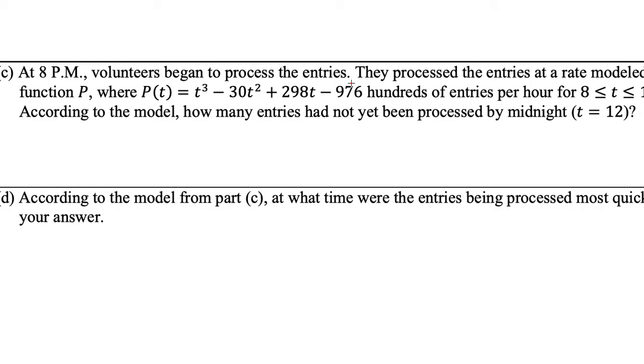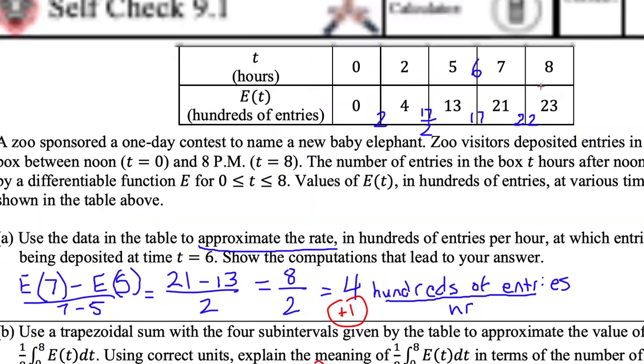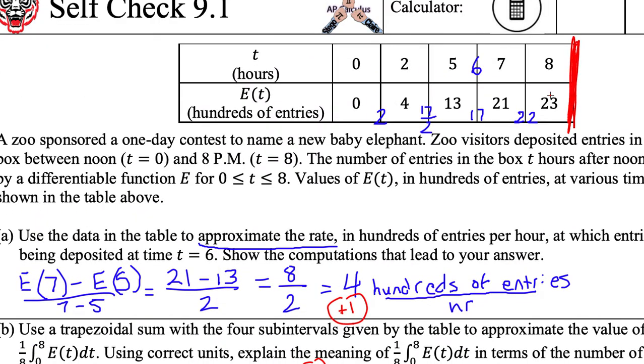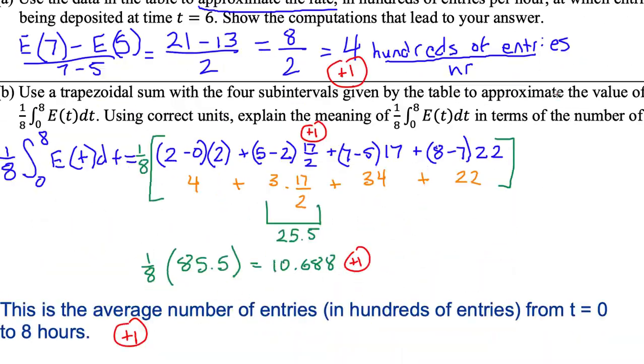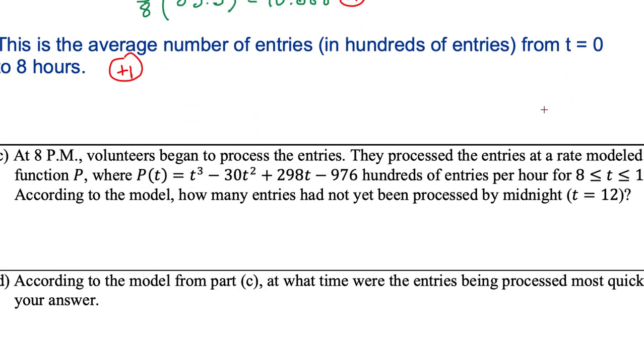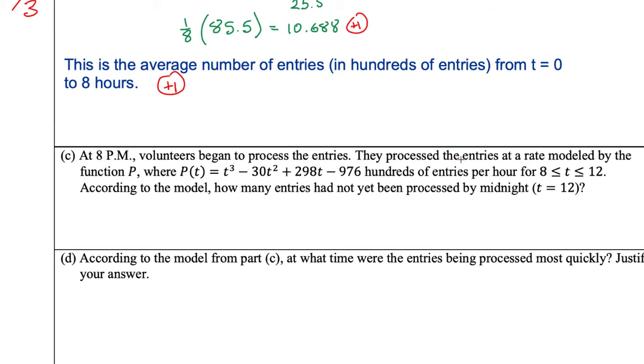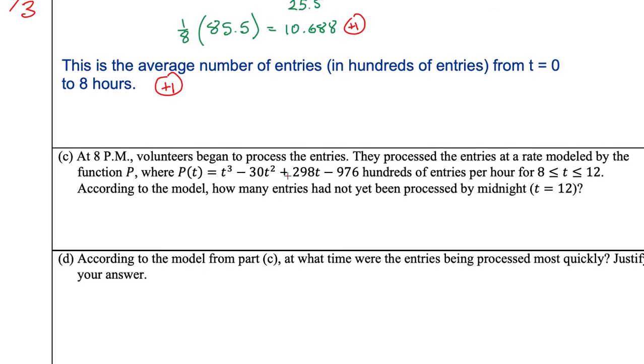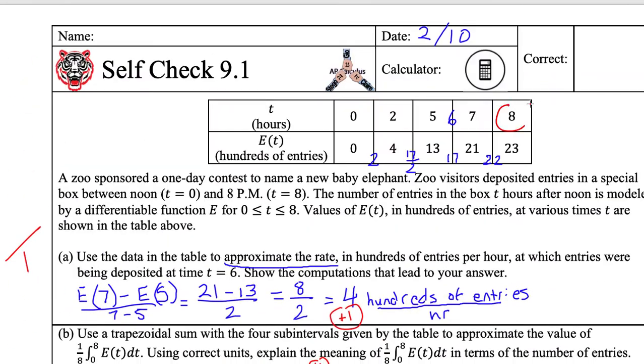Okay, now they're going to start processing their entries. We've kind of cut off the table. We say, okay, we're now right here. We have 2,300 entries. And now we're going to start processing those entries at this rate. And now this is where we need the calculator, right? So now we're starting at time is equal to 8, which is where we left off in our table.